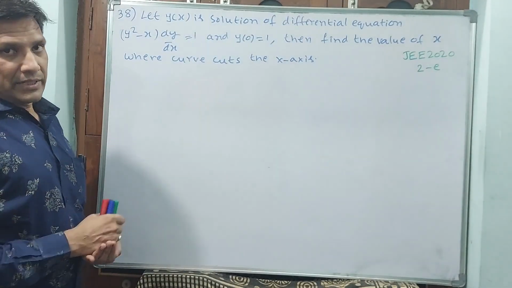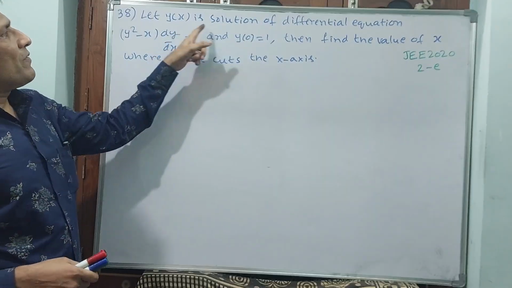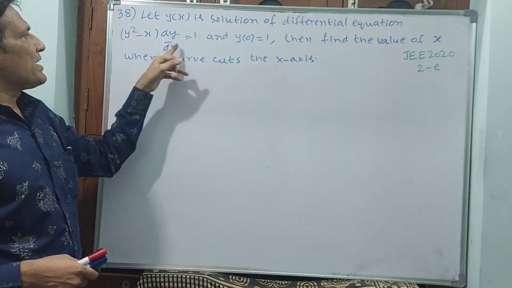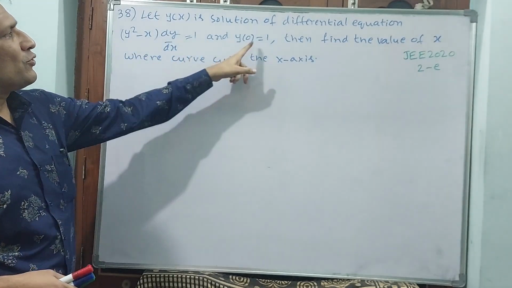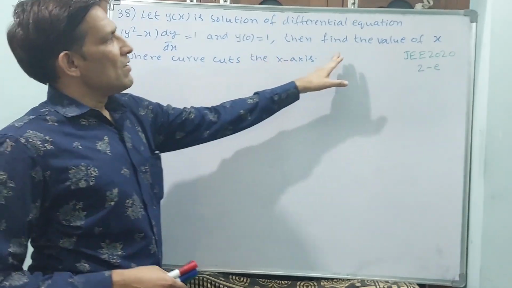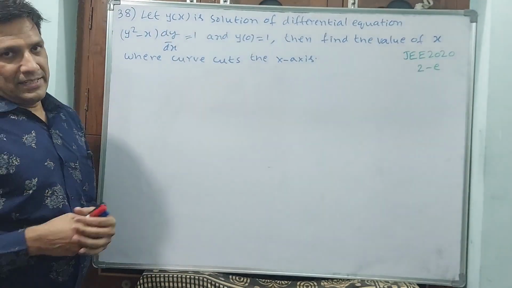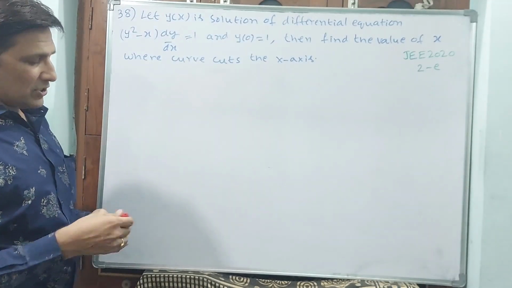Okay, see question number 38. Let y of x be the solution of the differential equation y square minus x dy by dx is equal to 1 and y of 0 is equal to 1. Then find the value of x where the curve cuts the x axis. Let us see this question.